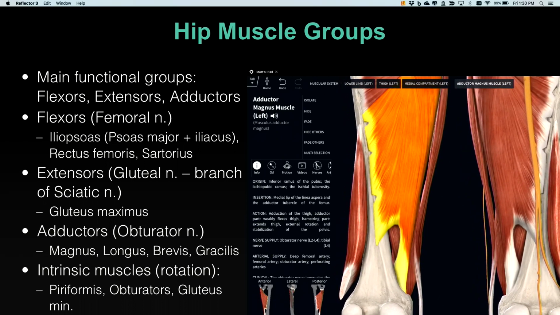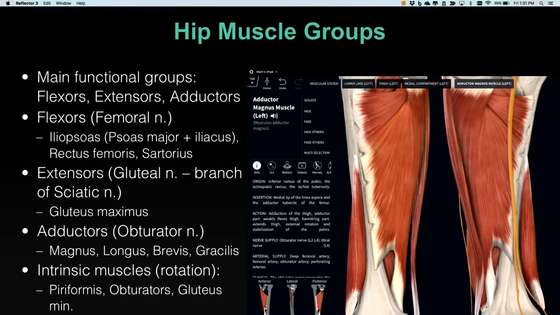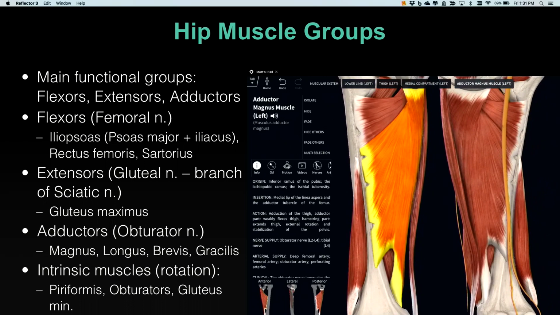Broad insertion, broad angle of action with a lot of ability to adduct the thigh if needed. Many different angles of action. So Adductor Magnus, one of the most easily identifiable adductors I would expect.